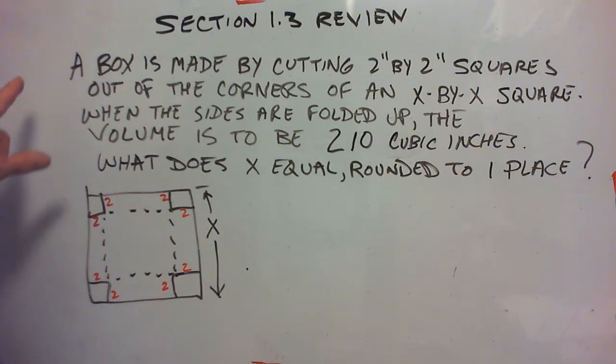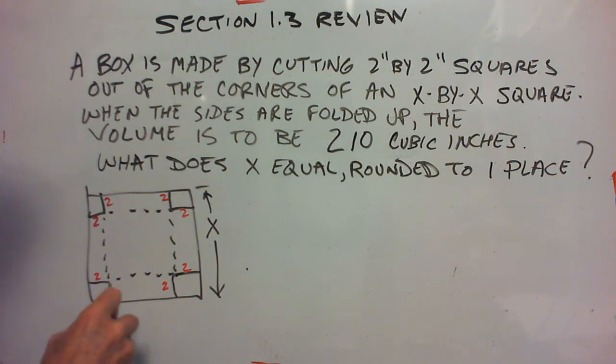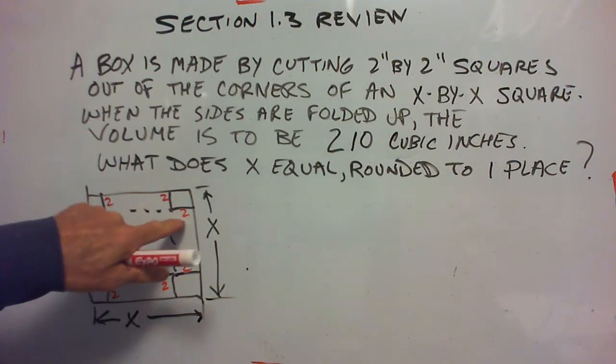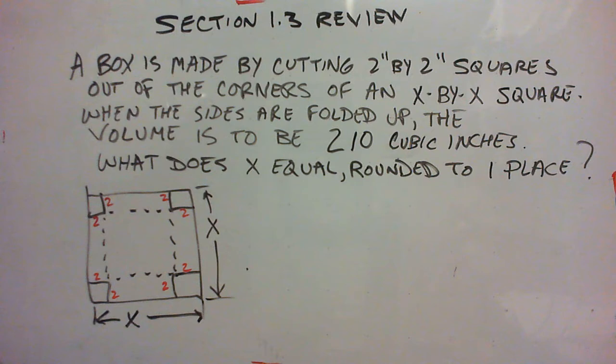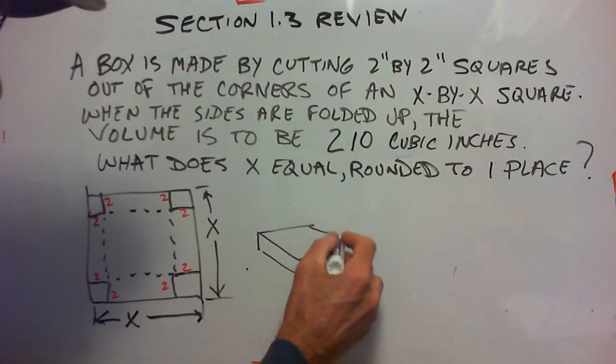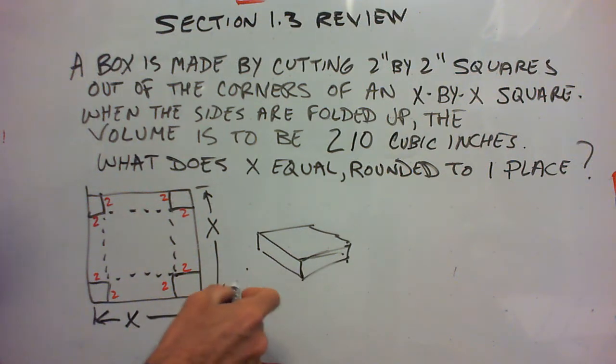Okay, in our last problem, I'm going to look at a problem similar to what was given as your last WebAssign problem. A box is made out of this x by x square cardboard piece with 2-inch squares cut out of each corner. The sides are folded up, and you get this resulting box. When you fold up the sides, it looks something like that, with a volume of 210 cubic inches. What does x equal, rounded to one place?